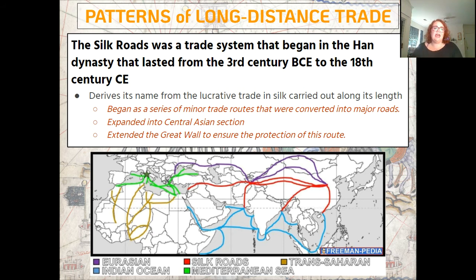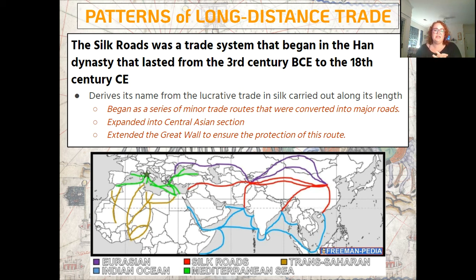The Silk Road actually started as a series of just minor trade routes, and then later it was converted into a major trade route as roads began to be built, and it became one of the most significant roads as it expanded into Central Asia and then on into Europe and on into Africa, as you see in the picture below. One of the other significant factors about the Silk Road is that it was one of the reasons why the Great Wall of China was expanded into the territory, and that was to protect the trade route from outside invasions.